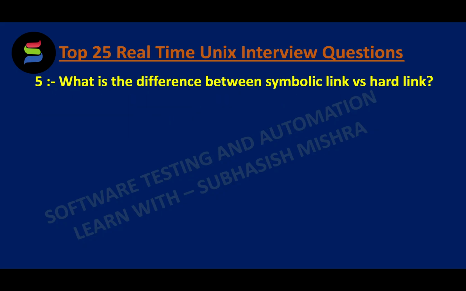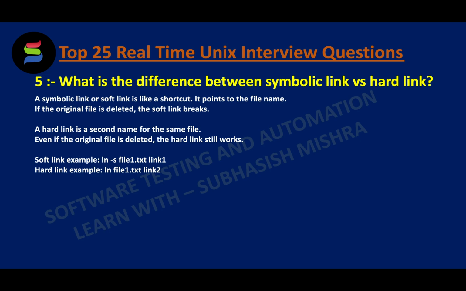What is the difference between symbolic link versus hard link? A symbolic link or soft link is like a shortcut, okay, it points to the file name. If the original file is deleted, the soft link breaks. A hard link is a second name for the same file. Even if the original file is deleted, the hard link still works. Okay. So, this is the major difference.